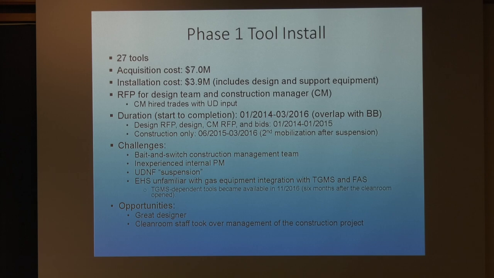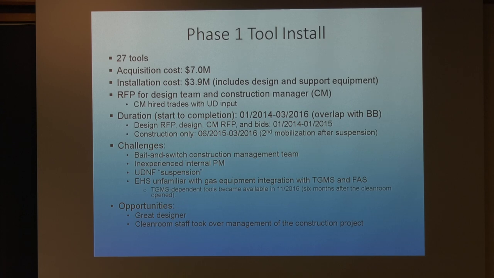It took a little over 2 years for the tool install project from the design phase until it was actually done. It took about one year to issue the RFP for a design team and hire somebody, do the same thing for the construction manager, and also go through the whole bid process. The construction took about 9 months, and I'm saying here's the second mobilization after suspension. When the cleanroom was suspended, the trades for the tool install, not for the base build, were already on site. So they had to go away, and we had to bring them back. Some of them were not available. But anyway, it took 9 months from the time we restarted.